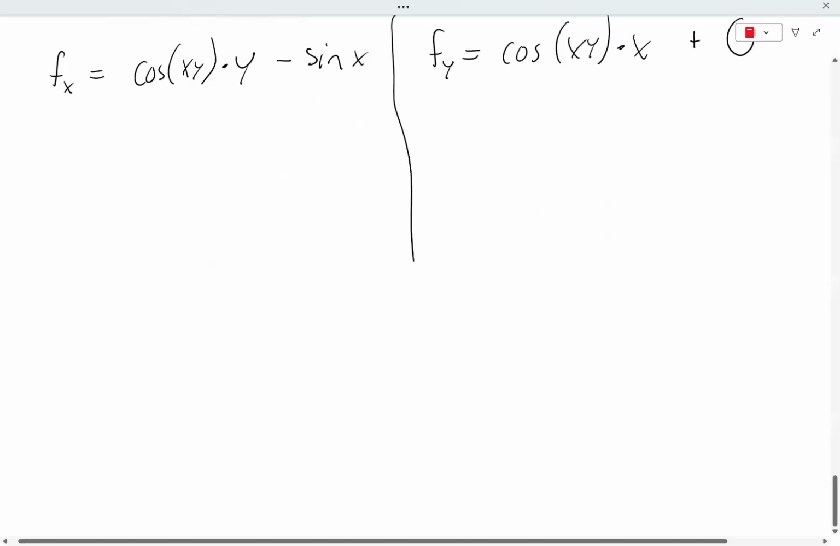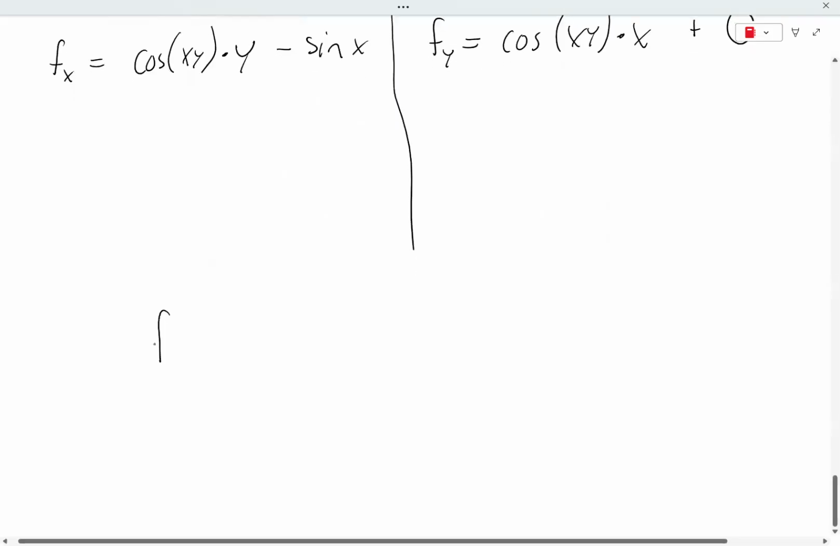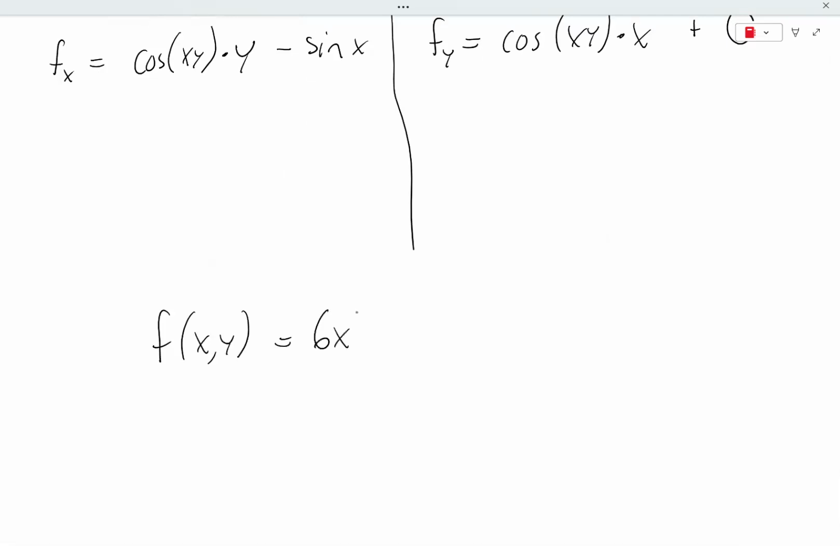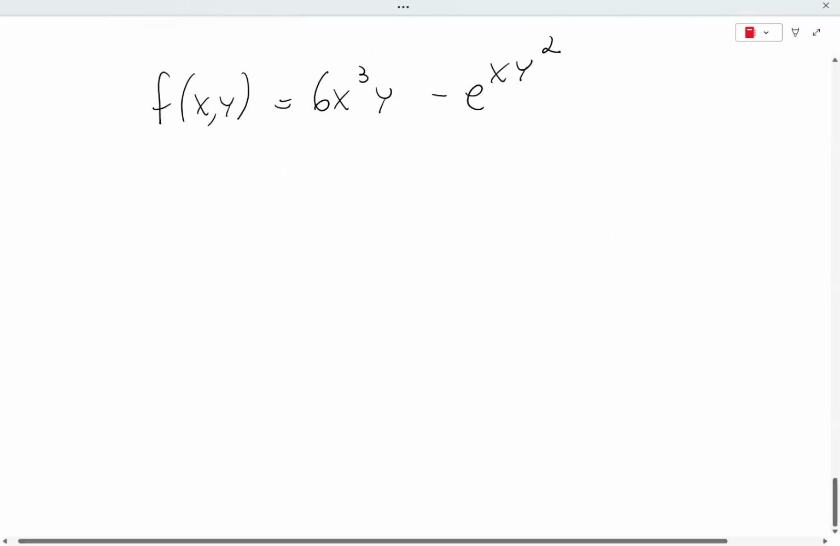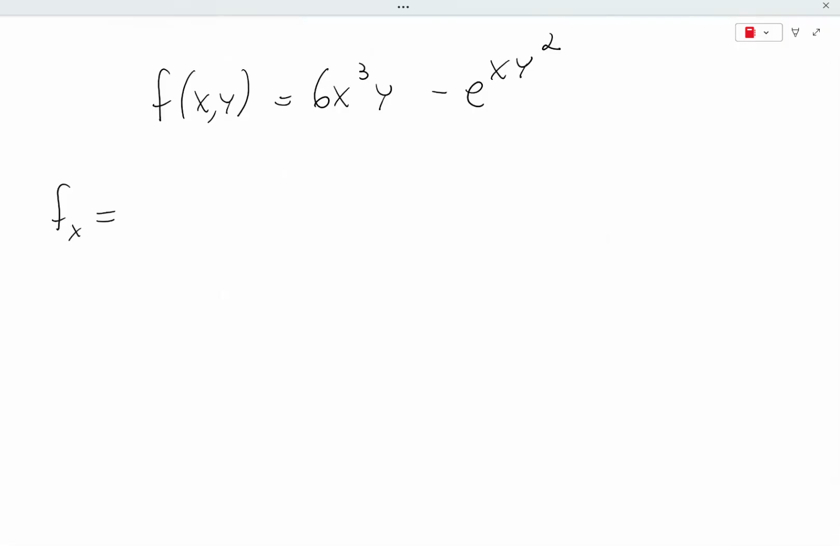Okay, one more example here, just for the practice. Let's say f sub x, so the partial with respect to x. So go through and try it yourself here.